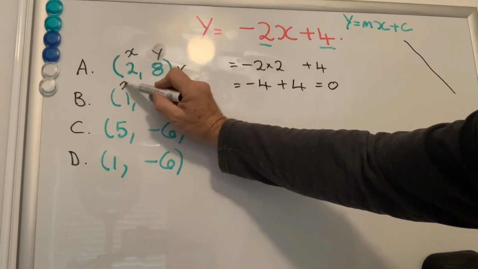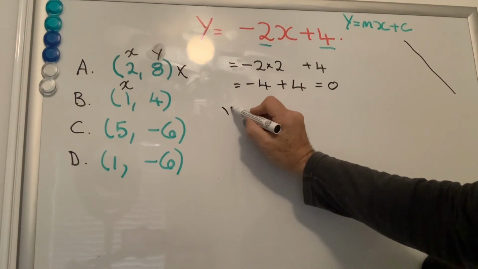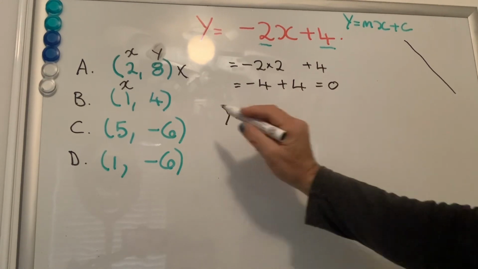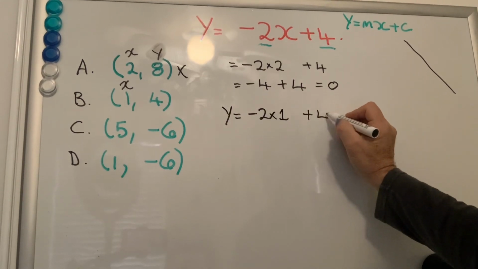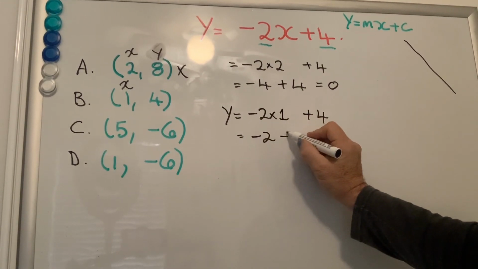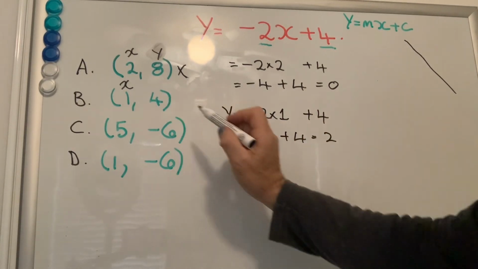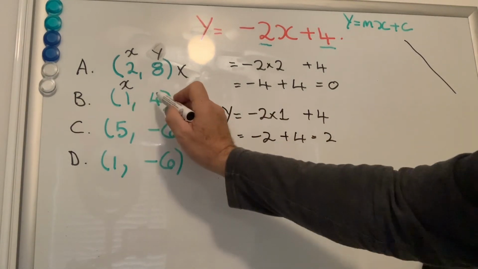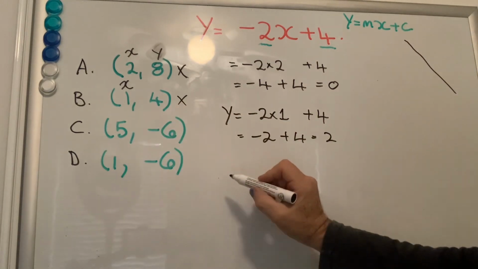When x is equal to 1, y equals 4. So let's try. y equals minus 2 times 1, plus 4. Well, minus 2 times 1 is minus 2 plus 4, which is actually equal to 2. Well, it can't be this one either, because when we replace x with the value of 1, we should get a 4, so it can't be this one. That doesn't lie on this straight line graph. Let's try the next one.